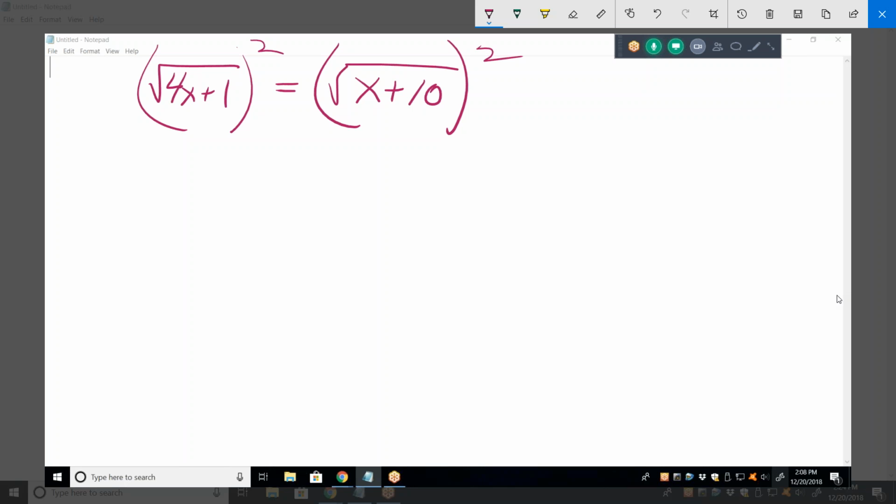When you square a radical, you get whatever's inside the radical. You get what's inside the radical. That's what's inside the radical. What's the other side? Next line.